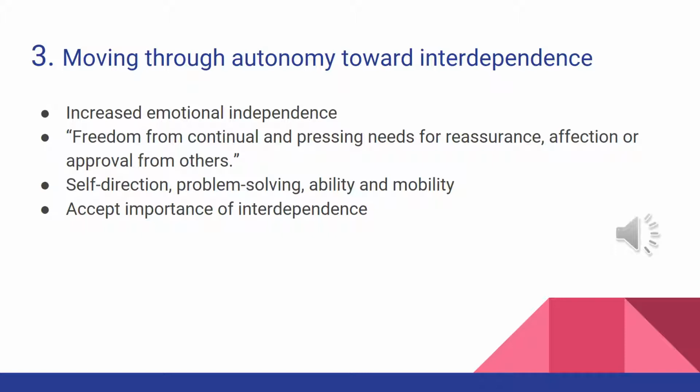Vector 3, moving through autonomy towards interdependence. This is increased emotional independence, which builds on the previous vector. It's the freedom from continual and pressing needs for reassurance, affection, or approval from others. This is more about making meaning in your own life and feeling in control of that. It is self-direction, problem-solving ability, and mobility, and you accept the importance of interdependence in this vector.